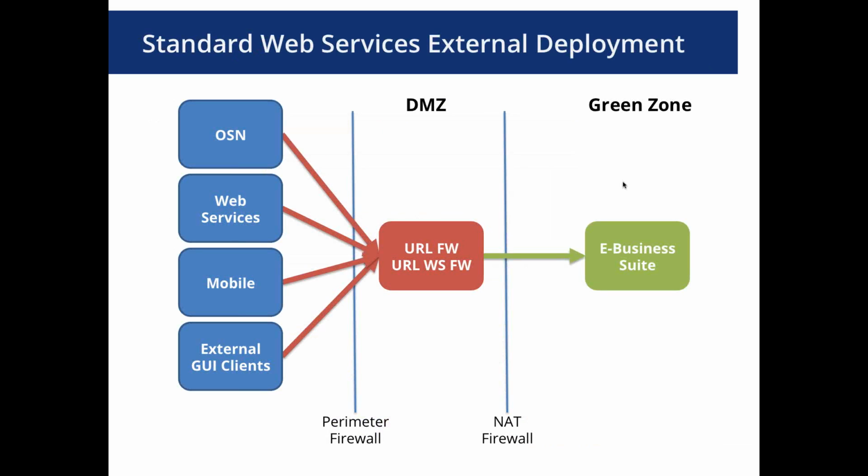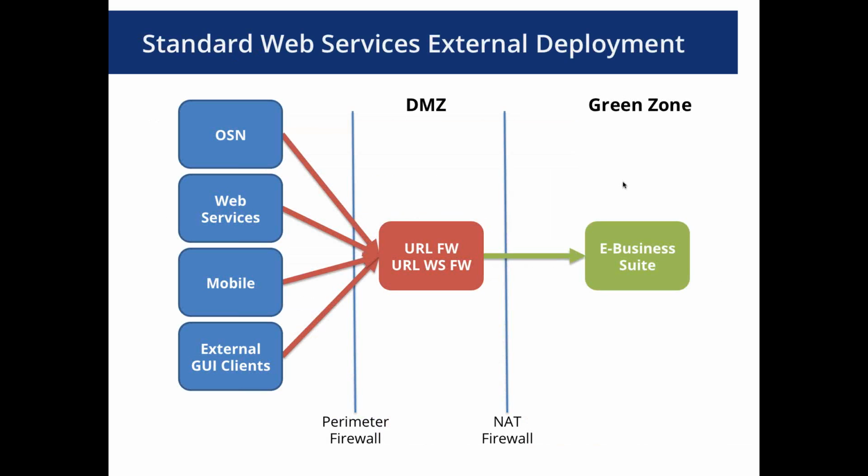So graphically here, I think this is important to lay out as far as our standard red zone, green zone deployment zone. The standard out-of-the-box Oracle eBusiness Suite web services deployment would look like this, in that at a high level I have my external clients, my mobile clients, my web services, my Oracle Supplier Network, all coming, at least from the external side, through the perimeter firewall and hitting both the URL firewall and the web services firewall on the DMZ, and then the traffic is being passed into the green zone into the Oracle eBusiness Suite.